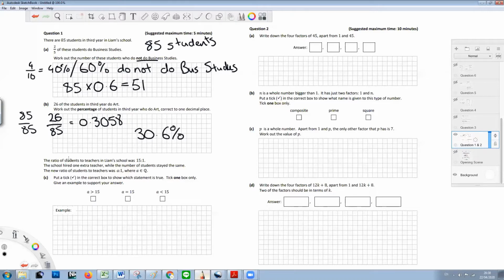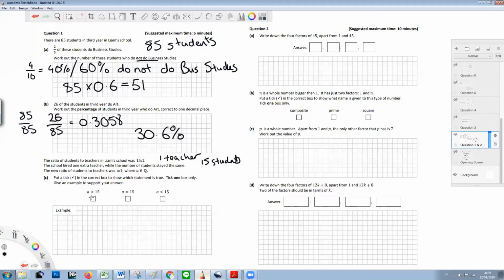All right. The ratio of students to teachers in Liam School was 15:1. Okay, so that means that for every 1 teacher, there were 15 students. Okay, the school hired 1 extra teacher. That means that the number of teachers is now increased while the students stay the same. The new ratio of teachers to students was A:1. So they've left that ratio the same. Put a tick in the correct box to show which statement is true. Tick 1 box only. Give an example to support your answer.